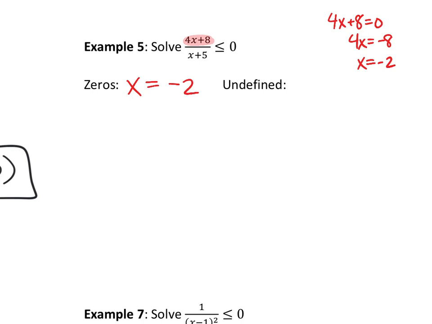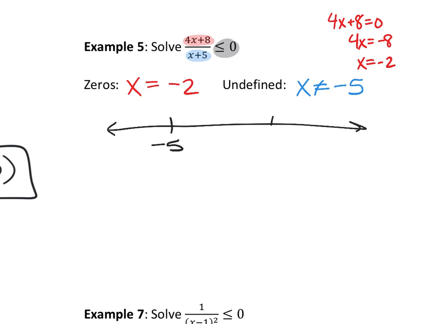Now what about the undefined values? What is x not allowed to be equal to? -5. Okay, cool. So we have 2 numbers to go on a number line. Based on the question here, which is less than or equal to 0, on my number line, I have -5, -2. Am I going to put an open circle or a filled in circle around -5? Open. How about -2? Closed. Very good. All right, we're seeing the difference there. That's good. Undefined values are always open.